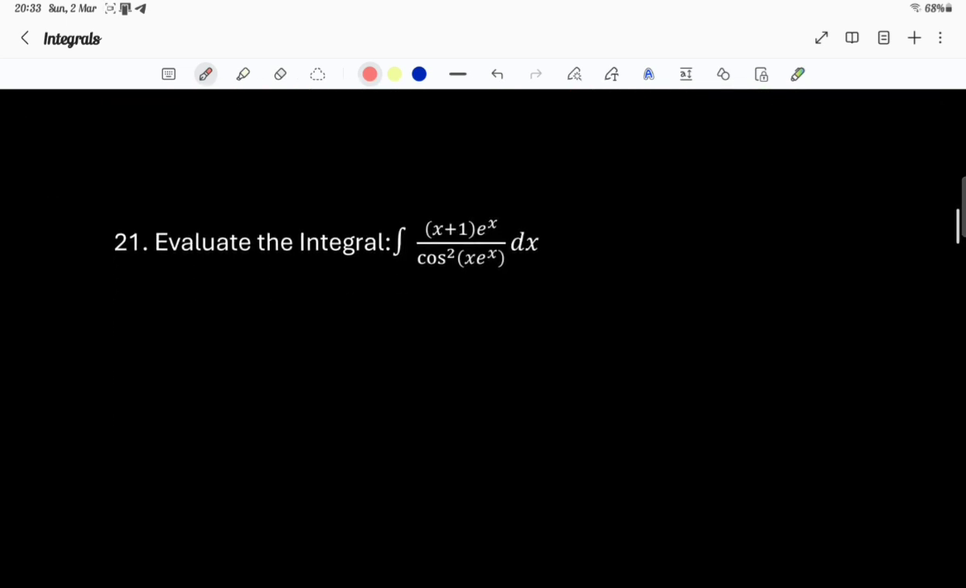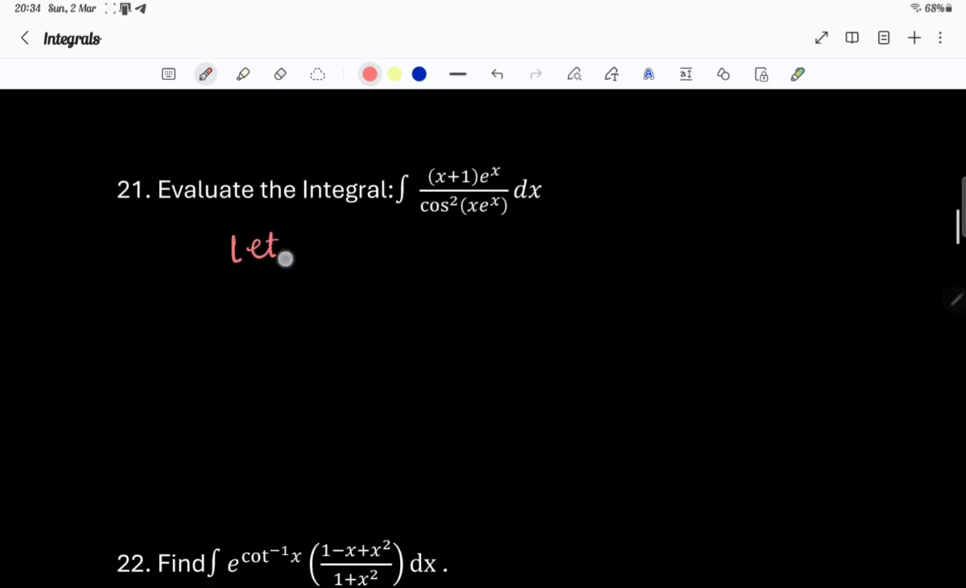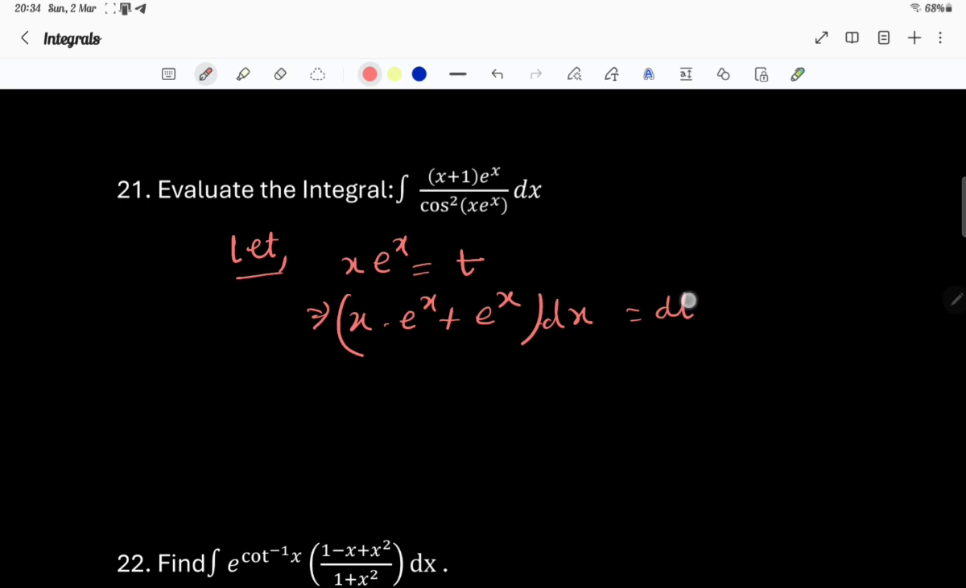Next, evaluate the integration (x plus 1) into e to the power x by x cos square (x into e to the power x). You can put x e to the power x is equals to t. If you put x e to the power x equals to t, what you will get? x into e to the power x plus e to the power x dx equals to dt. Basically, if you take common e to the power x, it will come e to the power x into (x plus 1) dx equals to dt.